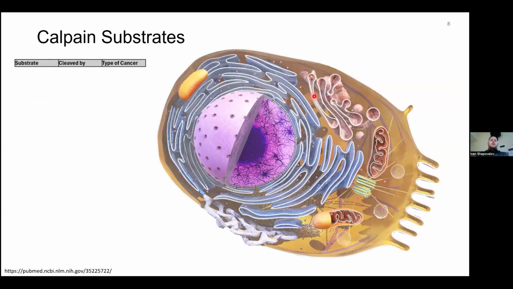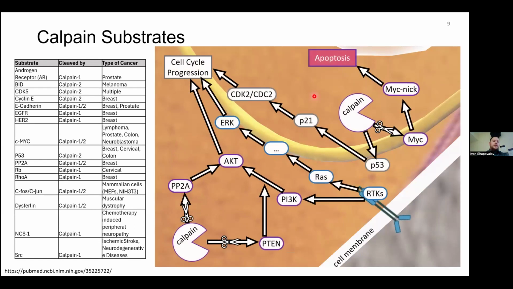If Calpain is activated elsewhere, for example, in the cytoplasm somewhere, there are multiple other pathways that can be affected by Calpain cleavage. And just to name a couple, there is the AKT pathway, the MAP kinase pathway, and also it's worth noting that Calpain can even cleave some nuclear proteins, for example, p53 and c-MYC.